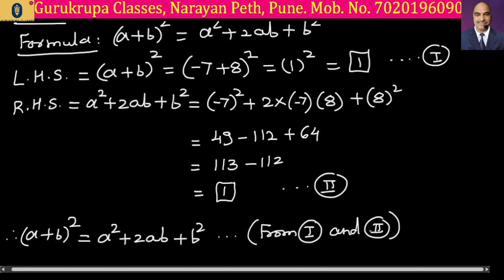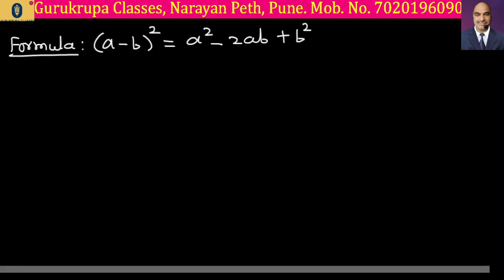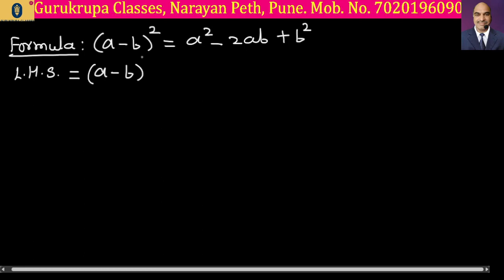Any questions, any queries regarding this part? Let's use these values to verify the second formula. So here also we just take the LHS of the second formula, that is a minus b whole square. Value of a we take minus 7. So minus 7 minus 8.